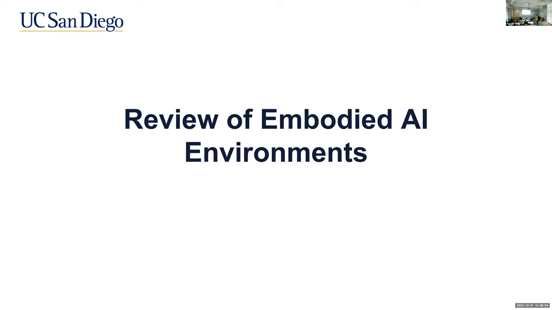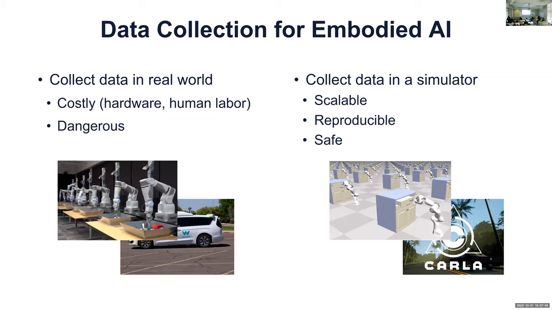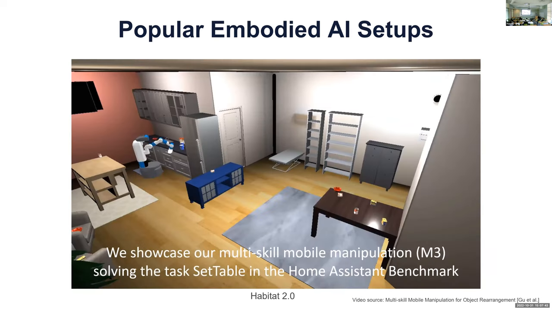Because embodied AI in nature includes interaction data, collecting such interaction data is critical if we're going to adopt a data-driven approach. So let me quickly review some of the data-driven embodied AI environments. You could, of course, build a real-world environment, like training self-driving cars or building arm farms. But usually it's quite costly, and the cost is not only in hardware, it also includes human labor, and that can be dangerous. The other alternative is to collect data in a simulator. This gives you a scalable and reproducible way of pushing the result, and plus, it's safe. Now, let me show you some of the popular embodied AI setups or environments.